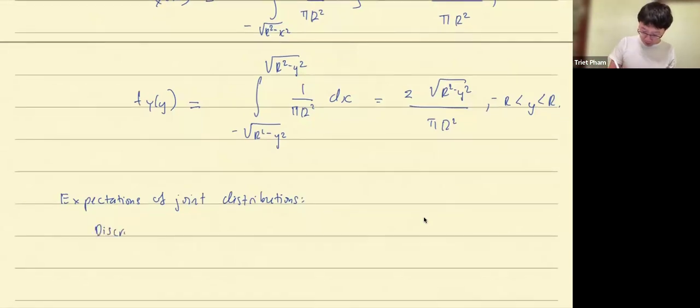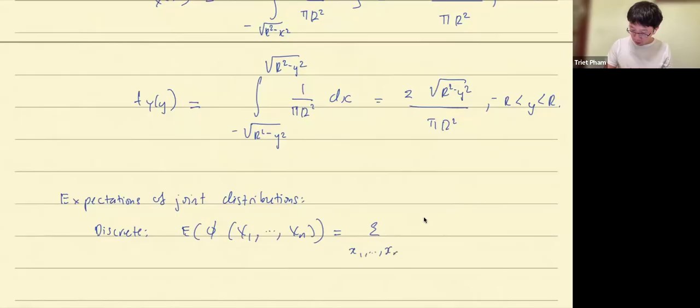So for the discrete case, it'll be like this. For any function of x1 up to xn, it will be the sum over all possible values of this function times the probability that big X1 equals x1, big X2 equals x2, up to big Xn equals xn.